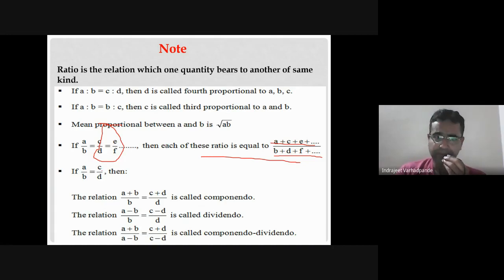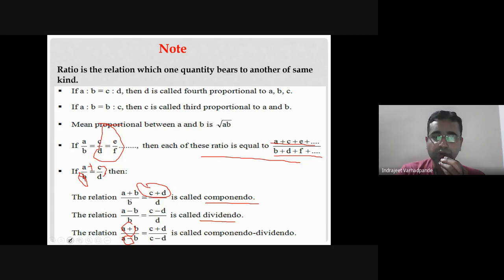If A upon B is equal to C upon D, if this is a ratio or a proportion, then the relation is A plus B upon B. See, the denominator here gets added to the numerator and that quantity is written on the left hand side. C by D: add this denominator to the numerator, it becomes C plus D upon D. In addition, it is called componendo. Similarly, in subtraction, it is called dividendo. The combination of addition and subtraction is called componendo dividendo.